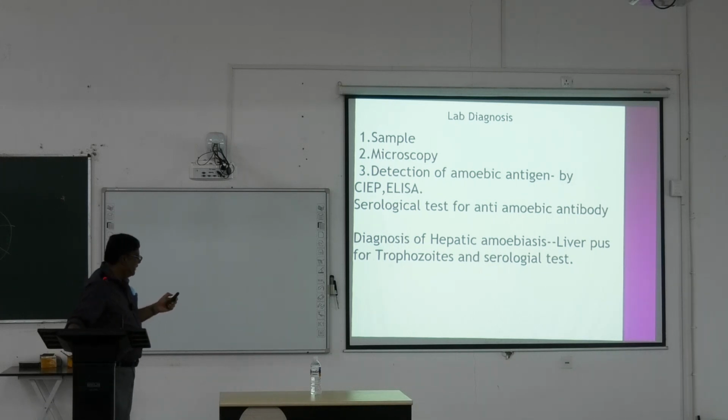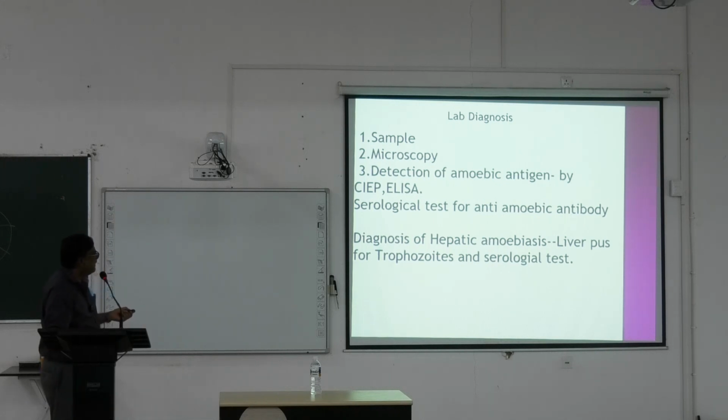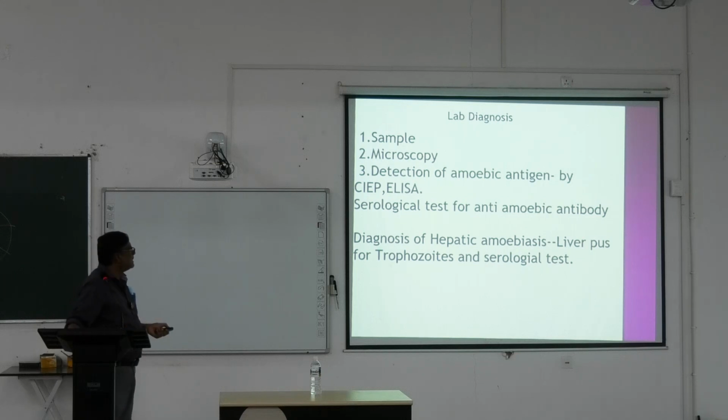Detection of amoebic antigen is possible by CIEP, counter current immunoelectrophoresis, and ELISA, and serological testing for anti-amoebic antibody is also possible. For the diagnosis of hepatic amoebiasis, liver pus is aspirated, where the trophozoite is the only form revealed, and other serological tests like ELISA and CIEP are possibilities.